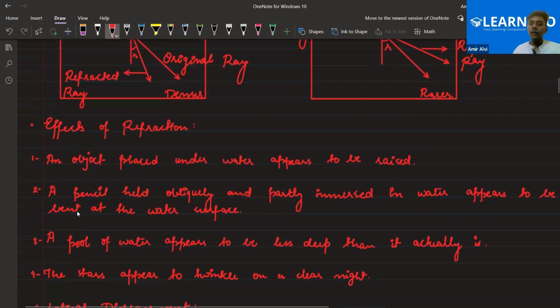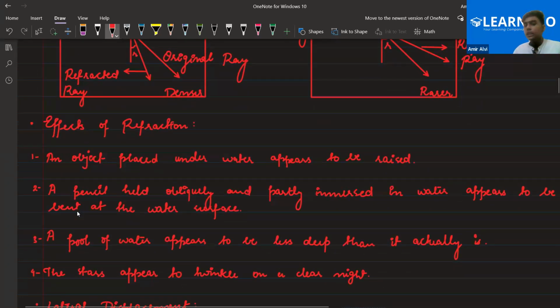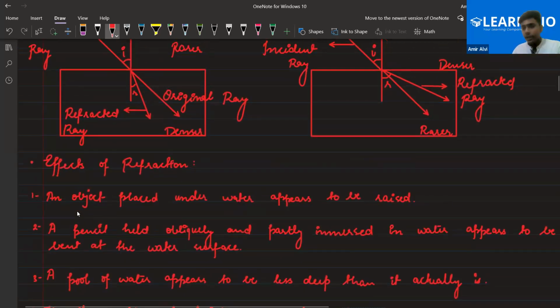Now let's understand what the effects of refraction are that we see in our day-to-day life. Refraction occurs in our day-to-day life. Suppose a heavy object is placed in the water. That object will appear to be raised. It is not at that depth, it is actually at a higher position. If you drop a pen or a stone, what will you observe? That stone will appear to be raised.